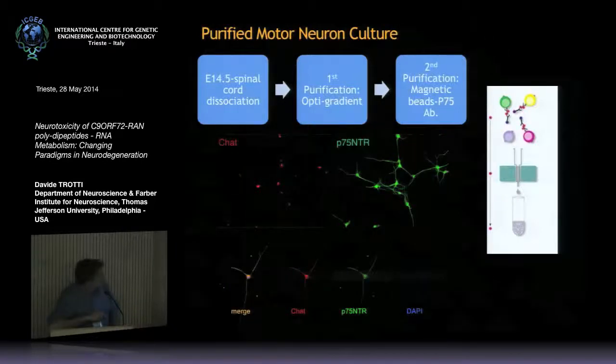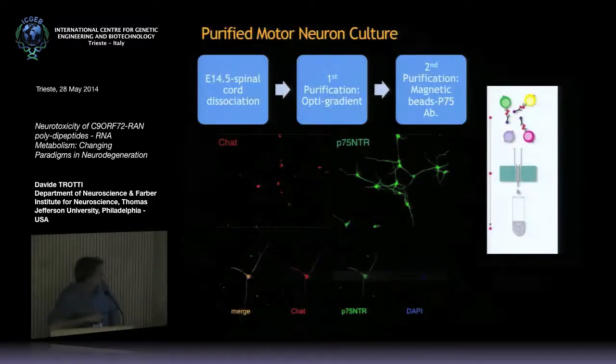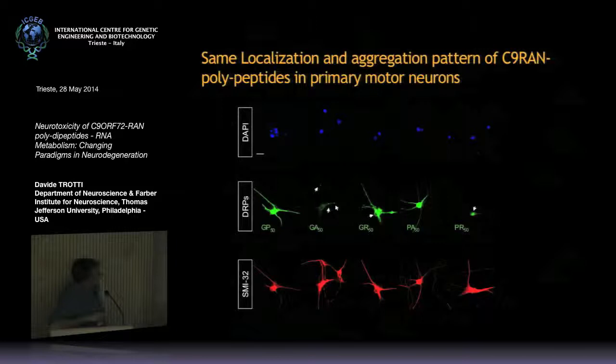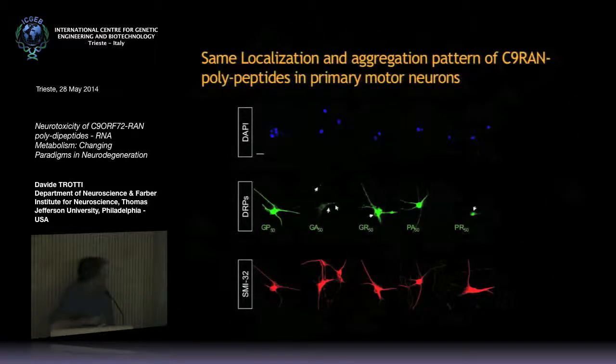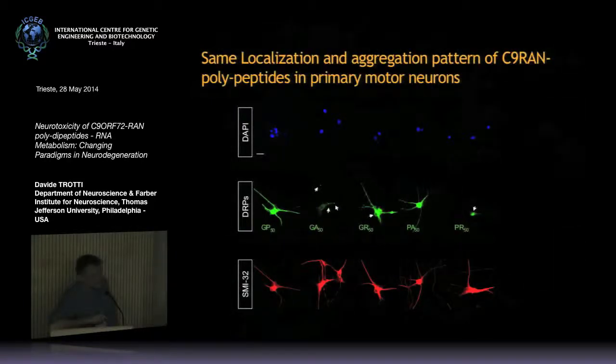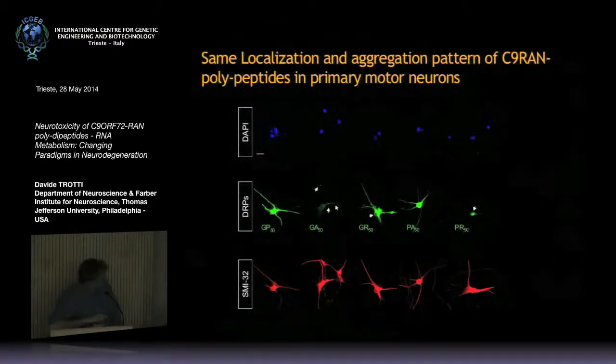This is our protocol. We can show here that we are able to culture pure motor neurons, P75 and ChAT positive motor neurons. And we repeated the transfection, and we also saw the same thing here. So GA50 is along the axon, and sometimes also dendrites, but sometimes in the cell body. GR50 is nuclear plus cytosolic, PA diffuse, GP diffuse, PR50 strikingly in the nucleus.